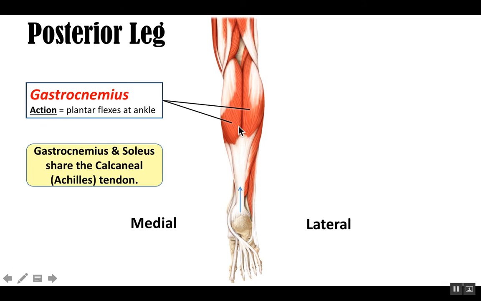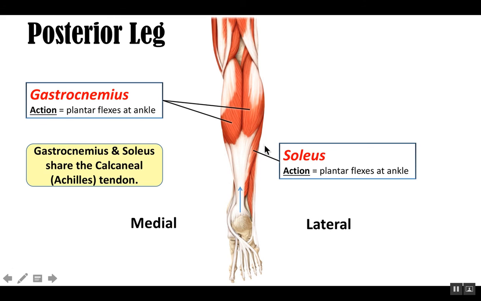Deep to the gastrocnemius, there's a muscle called the soleus, and you see a little of it on each side of the gastrocnemius. It's synergistic in that it also plantar flexes. In fact, these two muscles share a single tendon called the calcaneal tendon or Achilles tendon. That's a very strong tendon that attaches to the calcaneus and lifts the calcaneus off the ground. And when you lift your calcaneus off the ground, that is known as plantar flexion.